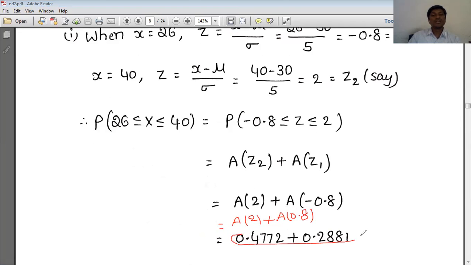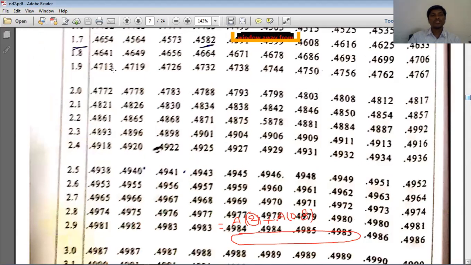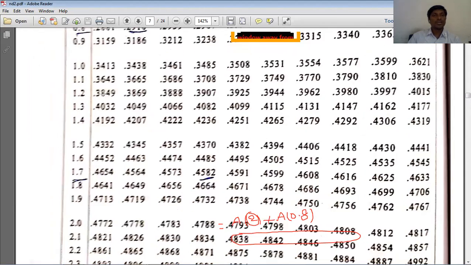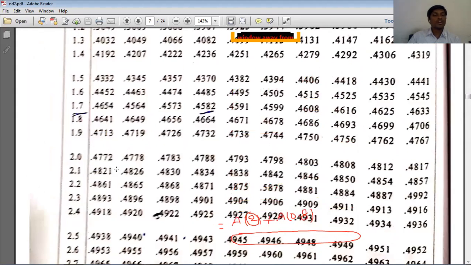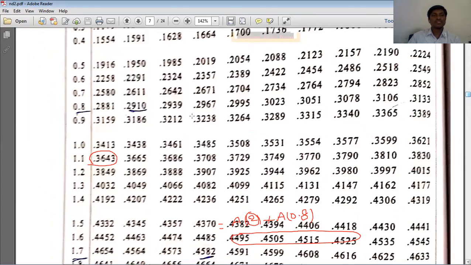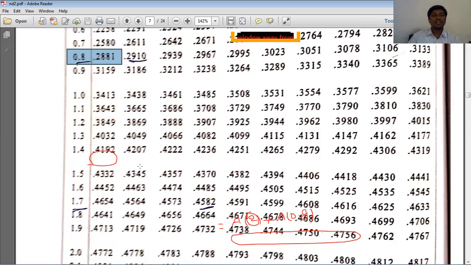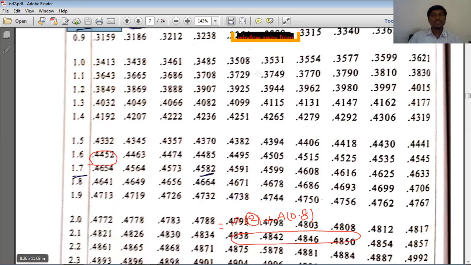Now these are the values we need to take from the normal distribution table. For 2, we look at 2.0 in the rows and 0.00 in the columns. The area of 2 is 0.4772. And for 0.8, the value is 0.2881. So these values we need to substitute.